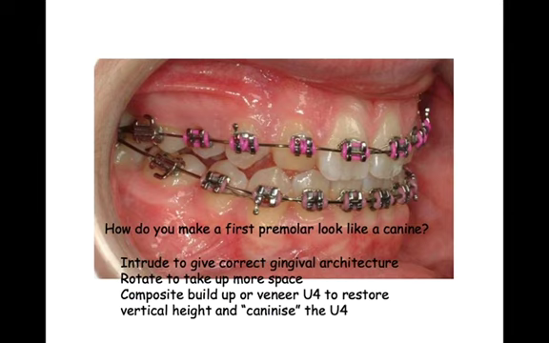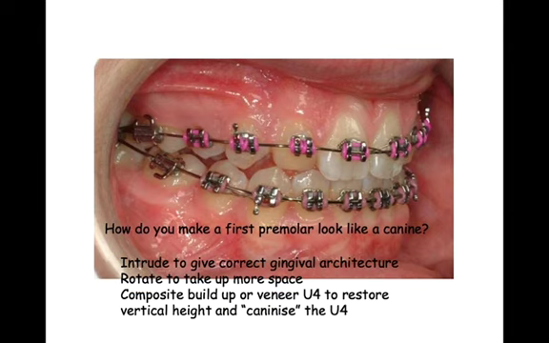Then we do either a little bit of composite buildup to increase the length, because usually the height of the canine is longer than the height of the first premolar. So what you need to do is intrusion. The gingival margin will be fine, and then we have an extra 1 to 2 millimeter of space occlusally that we will restore with an onlay, composite, or porcelain restoration.